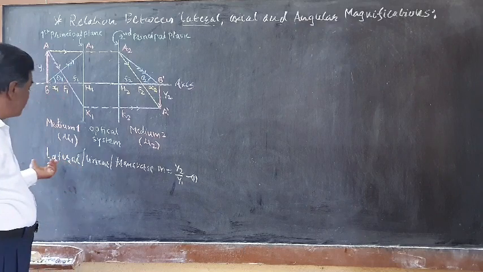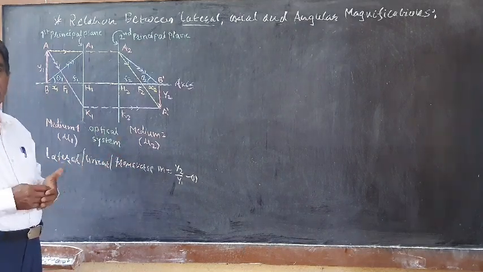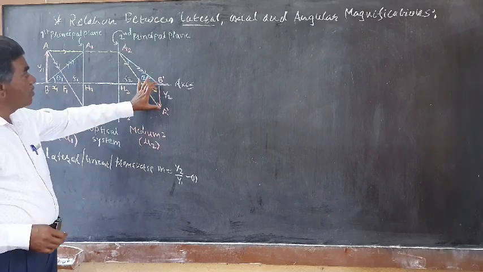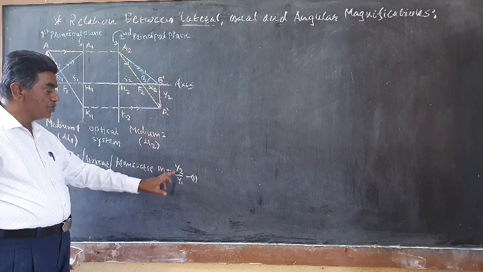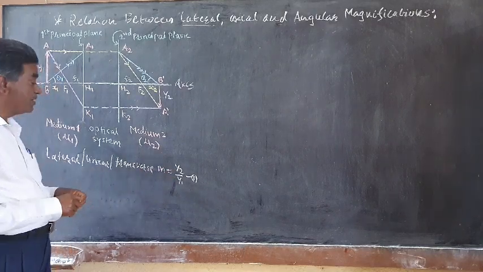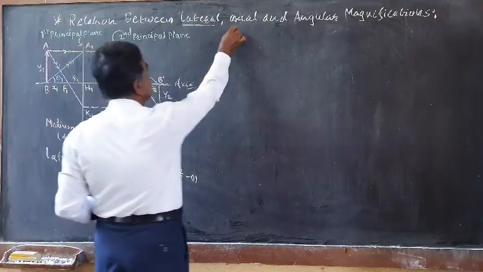So in equation 1, lateral, linear or transverse magnification is defined as the ratio of the height of image to the height of object. It is represented by m, and m is therefore equal to y2 divided by y1. That is equation 1.